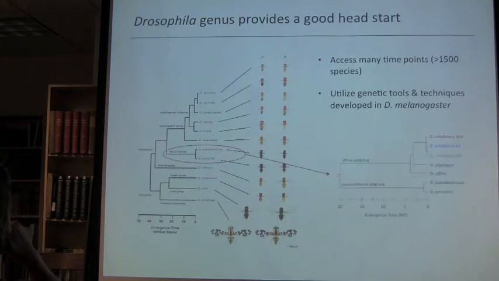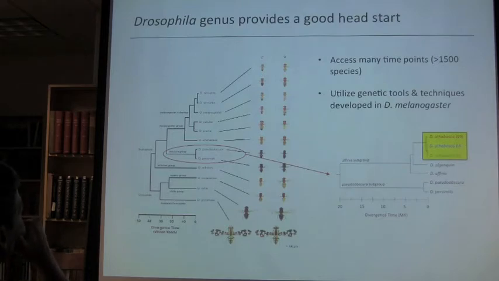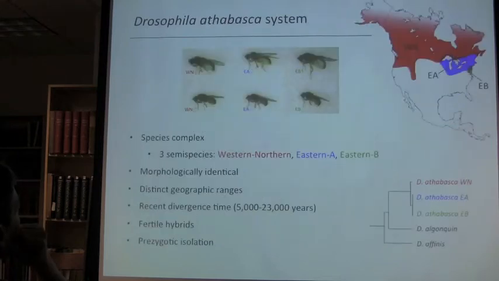So I'd like to point you to this obscura group here, and particularly to this group right here. This is the Drosophila athabasca group, and this is the group that I've been studying. So this is a little bit about the Drosophila athabasca system. Like I said, it's a species complex made up of 3 semi-species: the western northern, the eastern A, and the eastern B. They're morphologically identical, but they have distinct geographic ranges. You can see on the map here, the western northern has its range across almost the entire northern half of North America, eastern A over on the Great Lakes, and eastern B over the New Jersey-ish area.